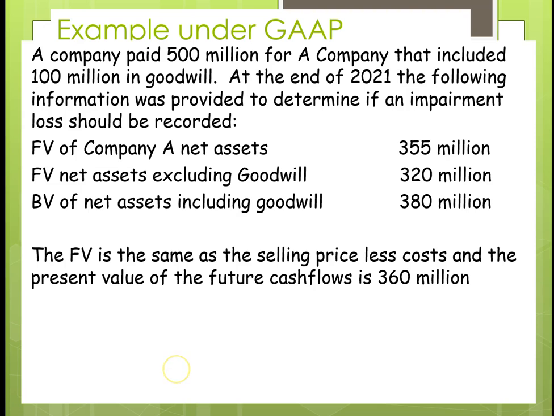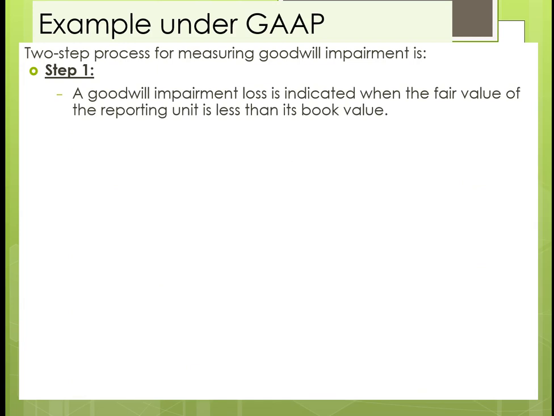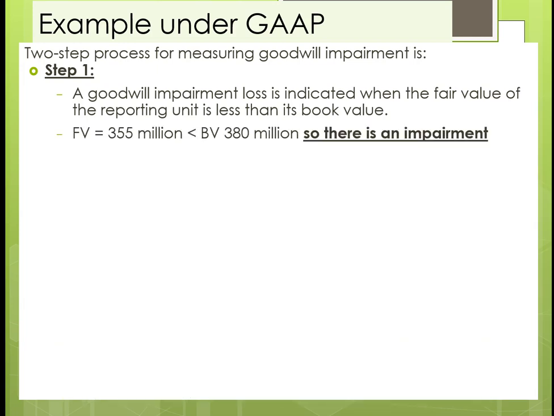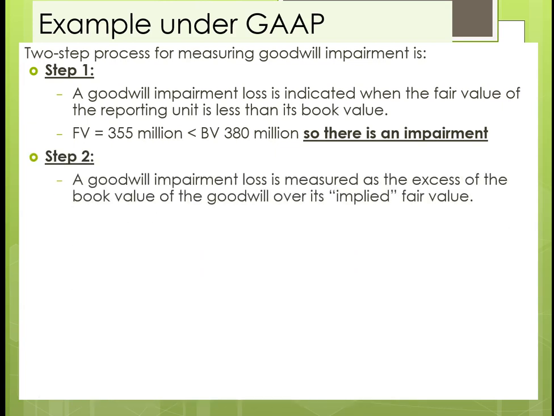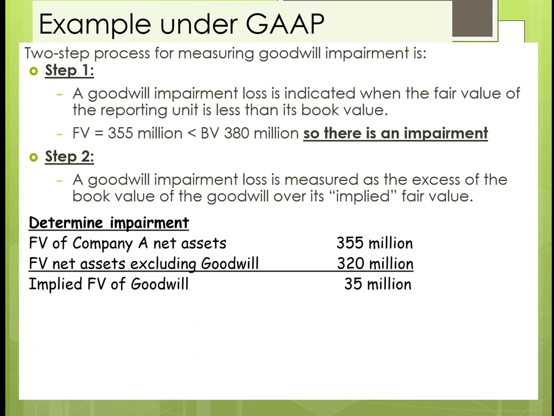Now here's how we do our test. Step 1. A goodwill impairment loss is indicated when the fair value of the reporting unit is less than its book value. Fair value of $355 is less than the book value of $380, so there is an impairment. Step 2. A goodwill impairment loss is measured as the excess of the book value of the goodwill over its implied fair value. Now, how do you get that? Well, you determine the impairment. You take the fair value of the net assets and you subtract from that the fair value of the net assets excluding goodwill. And in this case, goodwill is implied to be worth $35 million.